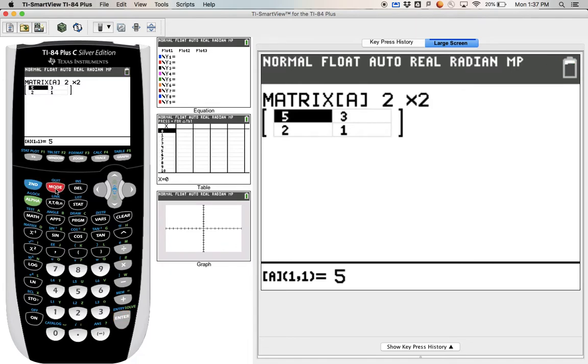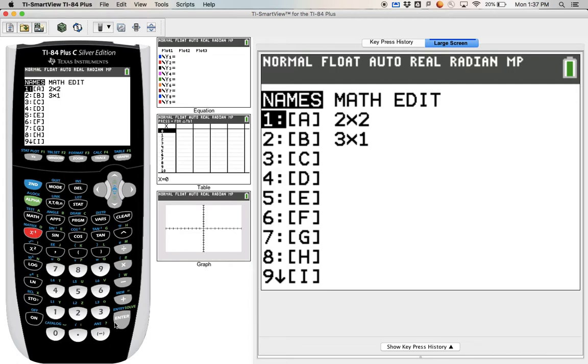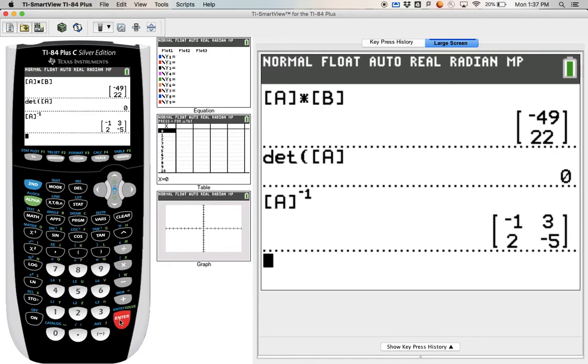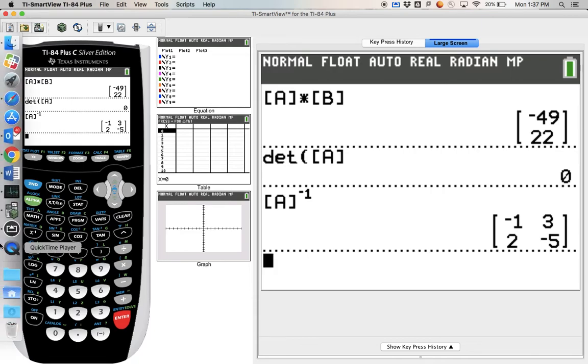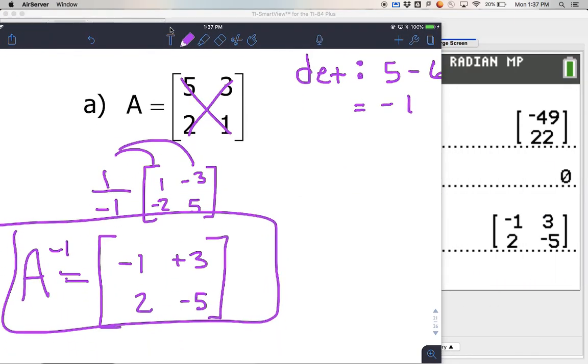You're going to hit second mode to back out of that screen. You're going to hit second x raised to -1 or the matrix option. And then you're going to choose matrix A. And then you're actually going to hit that x raised to -1 button right there. And then if you hit enter, that should come out to the same matrix that we just got, which is exactly the same right here. Just to show you, that's the same exact thing we just got right there.